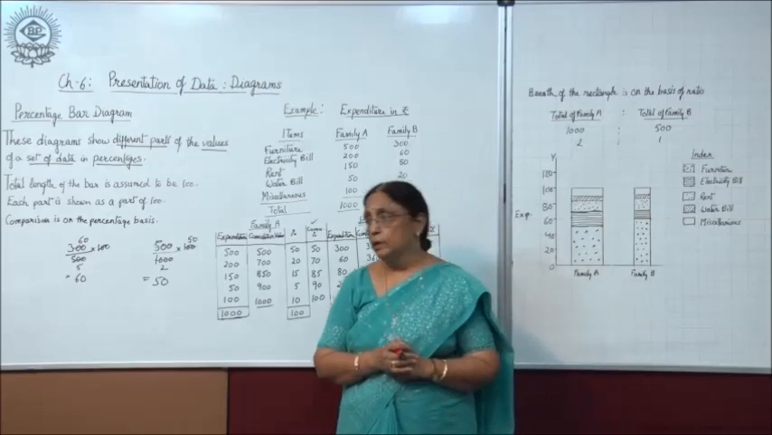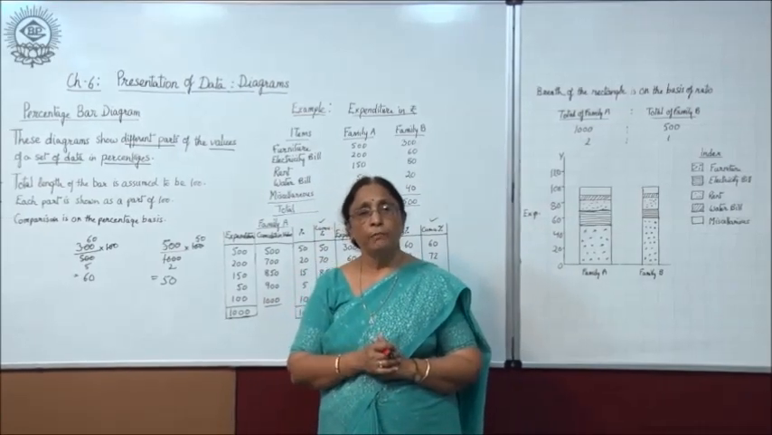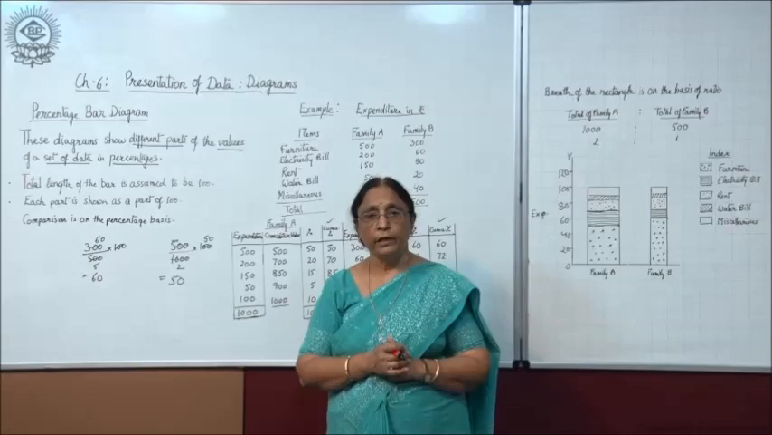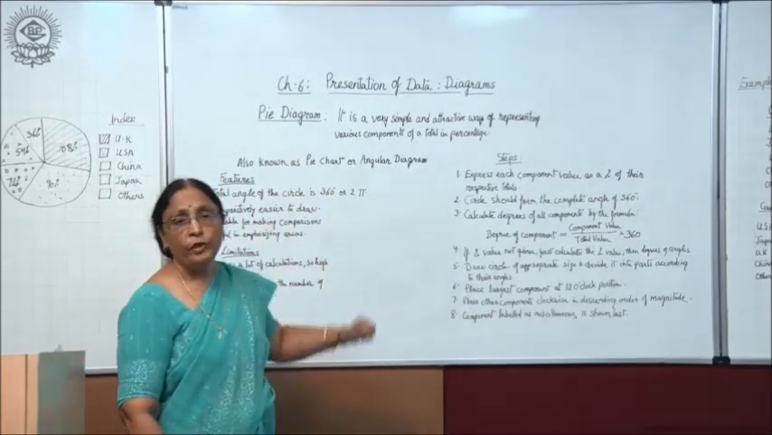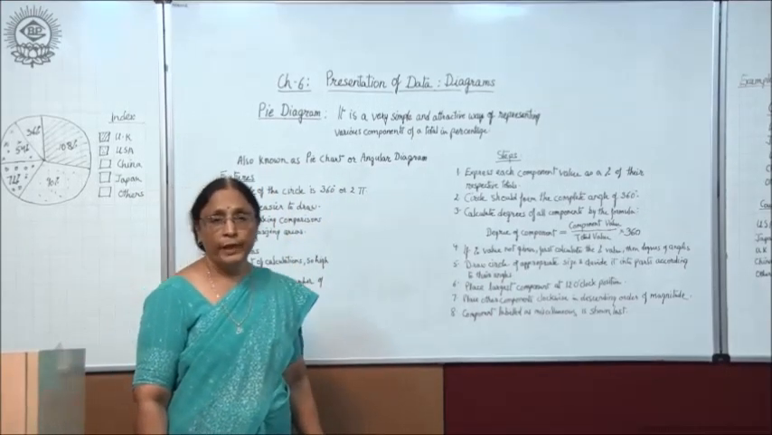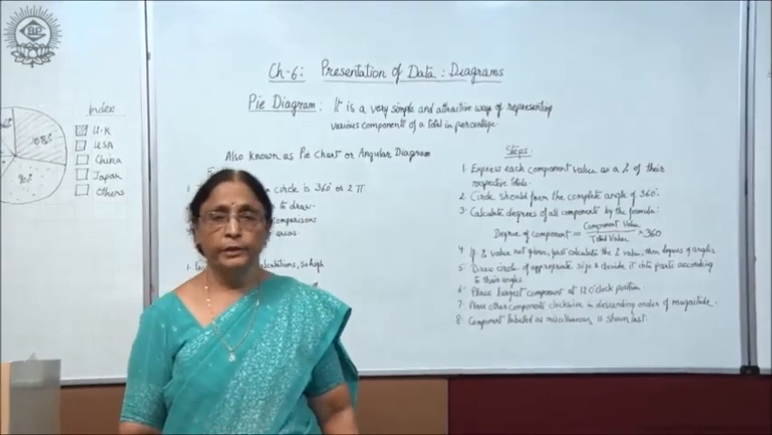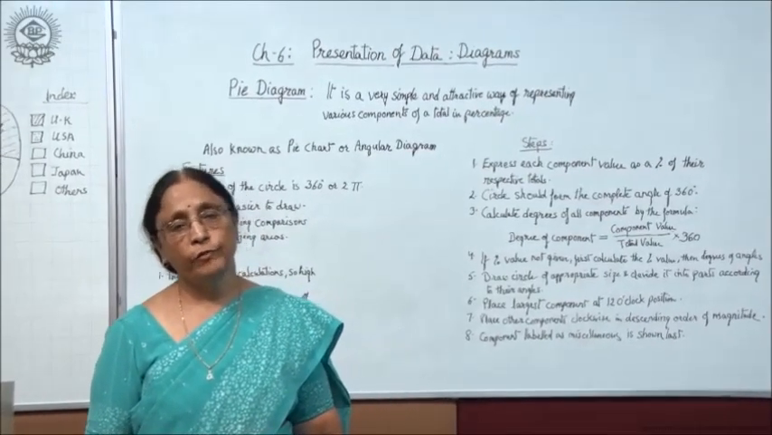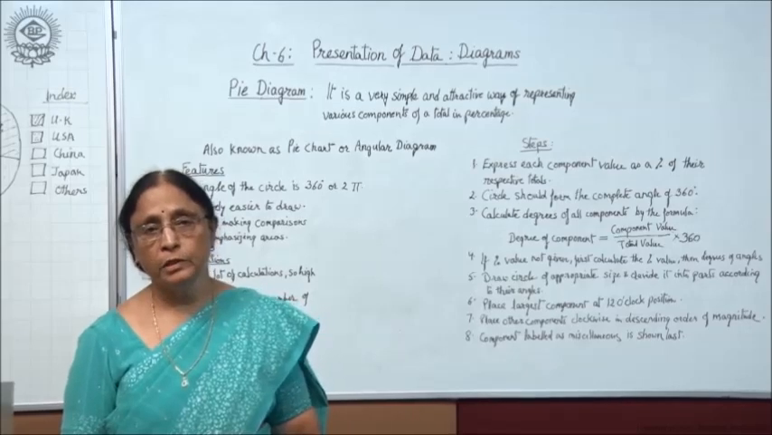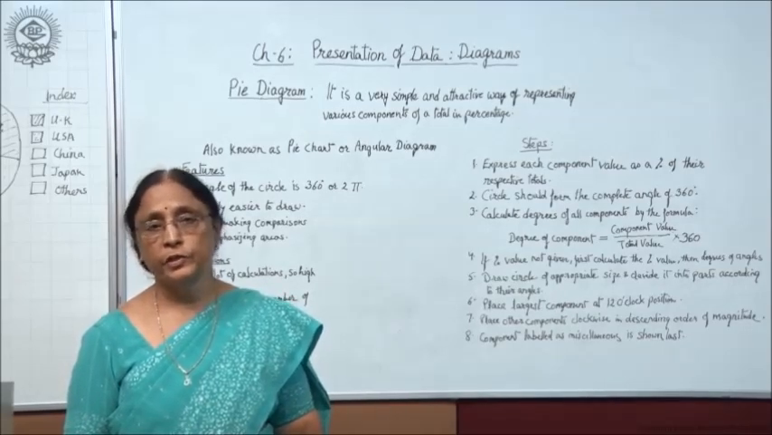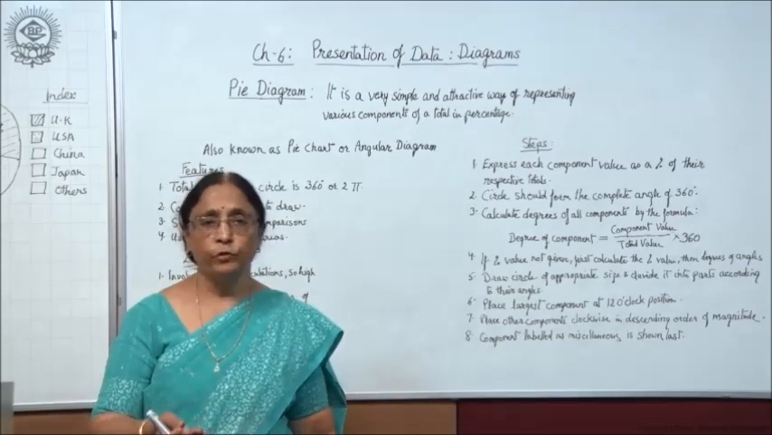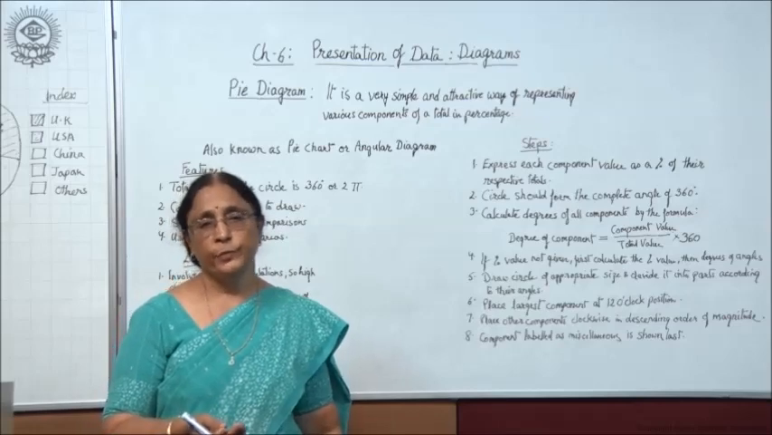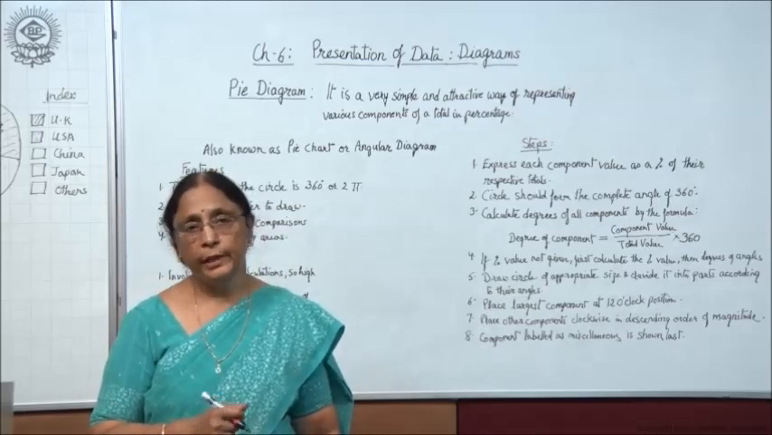Now next, what I will be telling you is the pie diagram. Another form of diagram, that is the pie diagram. Right? Children, now we will take the explanation of the pie diagram. This pie diagram is another method to show the distribution of values of different parts on a percentage basis. As we have done the percentage bar diagram, this is another way to represent the data on the percentage basis with the help of the pie diagram.